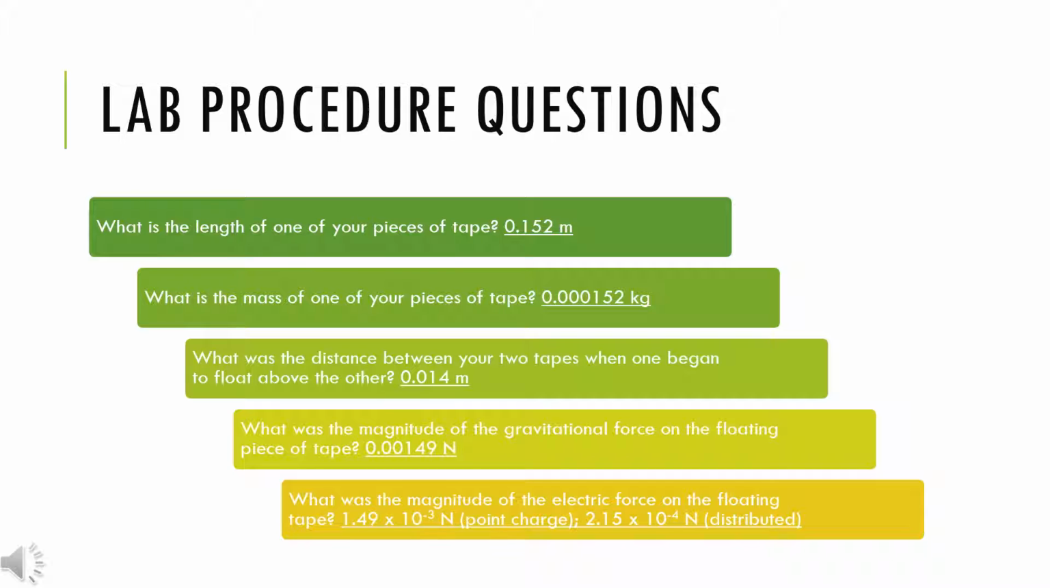The length of 0.152 meters, mass of 0.000152 kilograms, and separation distance of 0.014 meters were measured throughout the experiment, and the gravitational force and electric force were manually computed using these values. The magnitude of the electric force on a piece of tape modeled as a point charge in Lab 1 was calculated to be 1.49 times 10 to the negative 3 newtons, while this magnitude modeled as a distributed charge was calculated to be 2.15 times 10 to the negative 4 newtons.